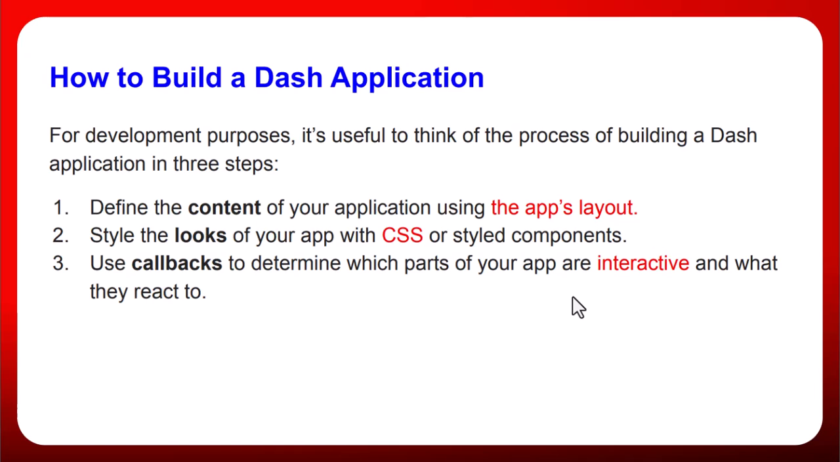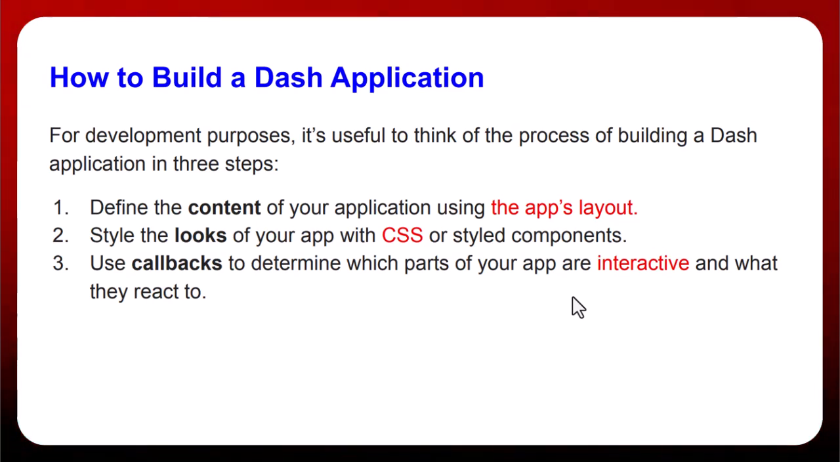Second, style the looks of your app with CSS or styled components. What does it mean? It means simply changing colors, making bold text, making italic text, deciding whether we are going to make the paragraph in a large size or small size, etc.